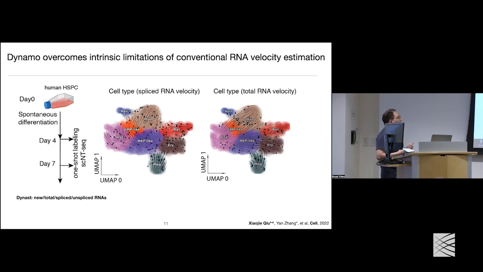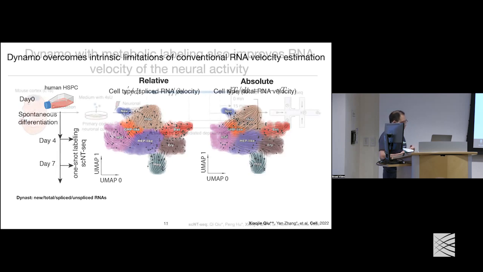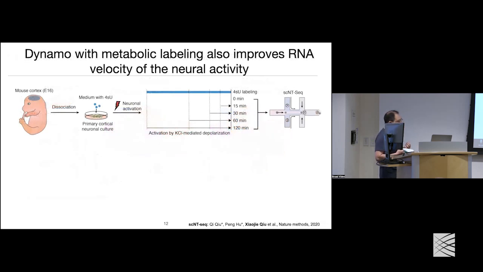This indicates the labeling data with Dynamo's framework is able to correct a lot of problems from the splicing data. Another thing I want to highlight is because we do know we labeled the cells for 4 hours, the velocity we get with the labeling data is absolute. So our method is very general and it can be applied to other data sets.